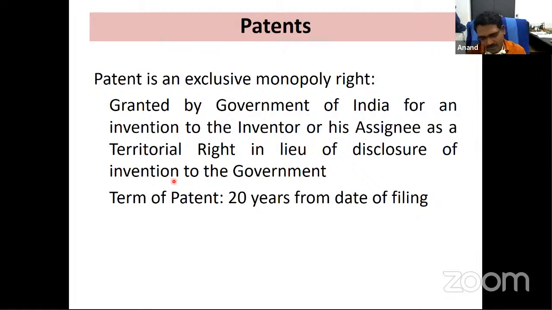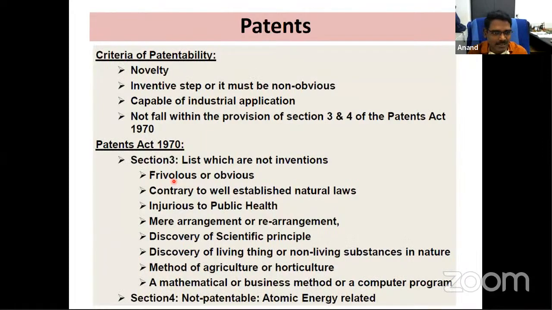So it is very simple. We all know that many things can be patented. And the criteria of patentability are these: novelty. It has to be something new. If something already exists in the market, then there is nothing new that you can claim for a patent. And inventive step, or it must be non-obvious.